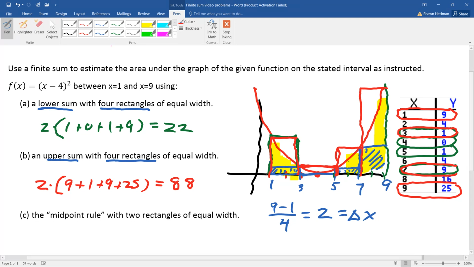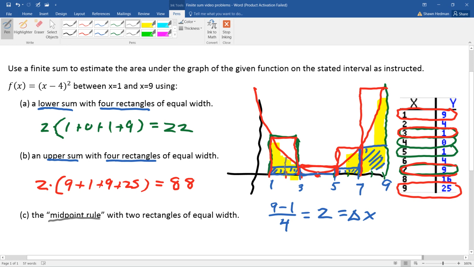So the midpoint rule, let's look at this one, part C. The midpoint rule says, if I'm looking at the interval from 1 to 3, I would use the midpoint to determine the height of that interval, which would be f of 2 in this case, or f of 4. So instead of using the highest or lowest value, I would use the midpoint, whether it's high or low.